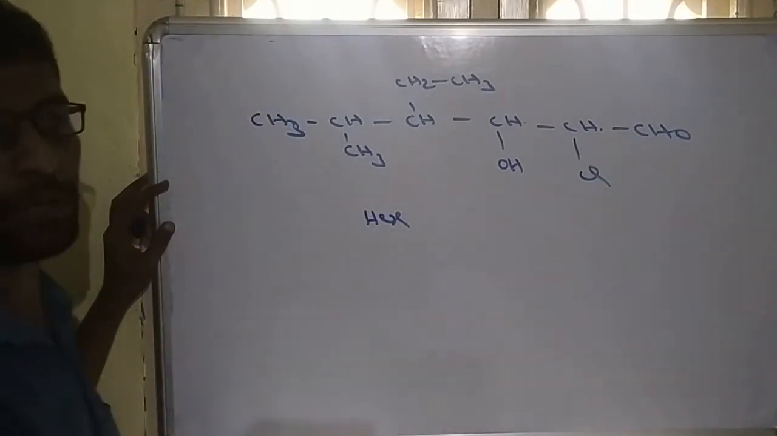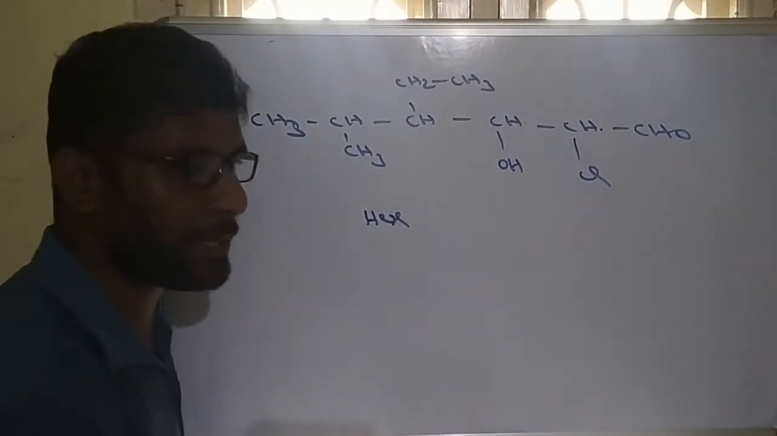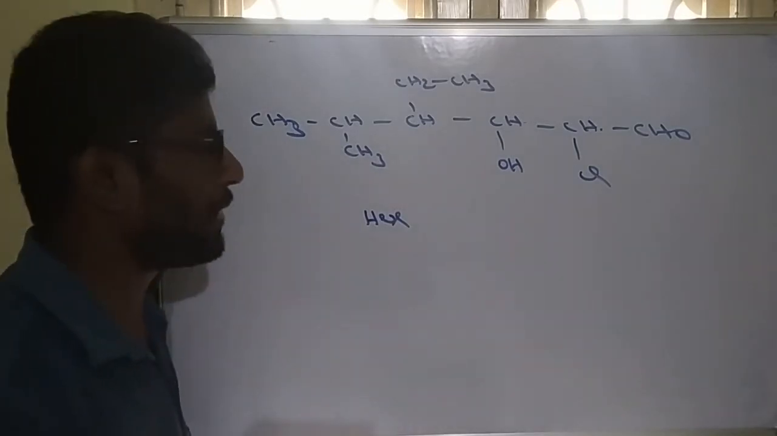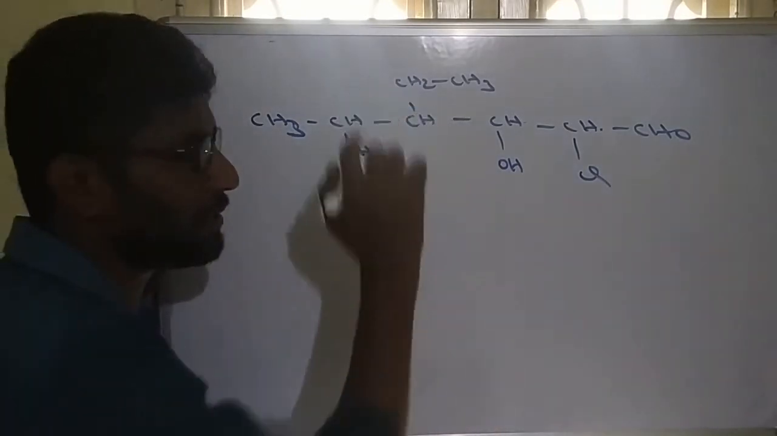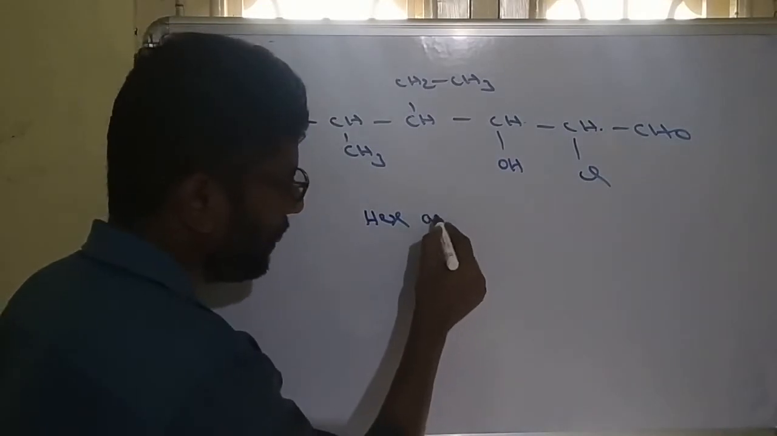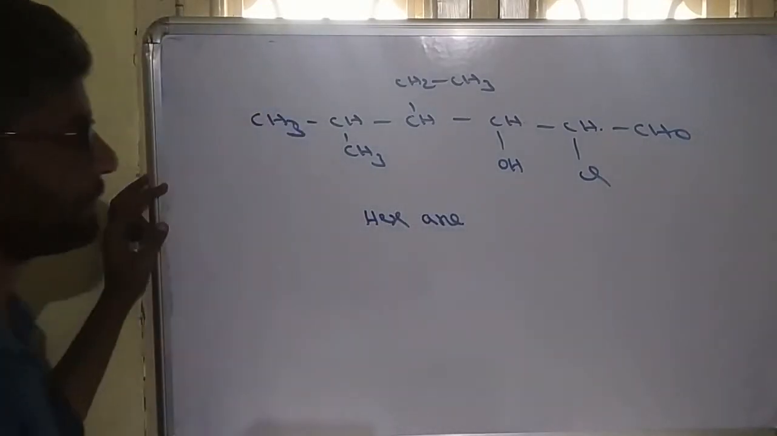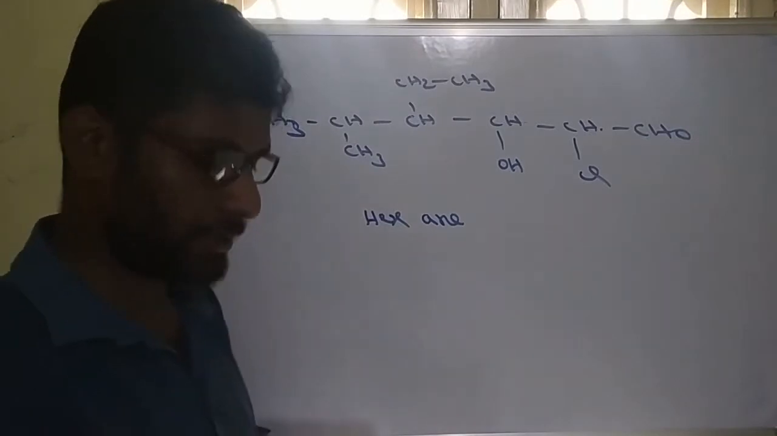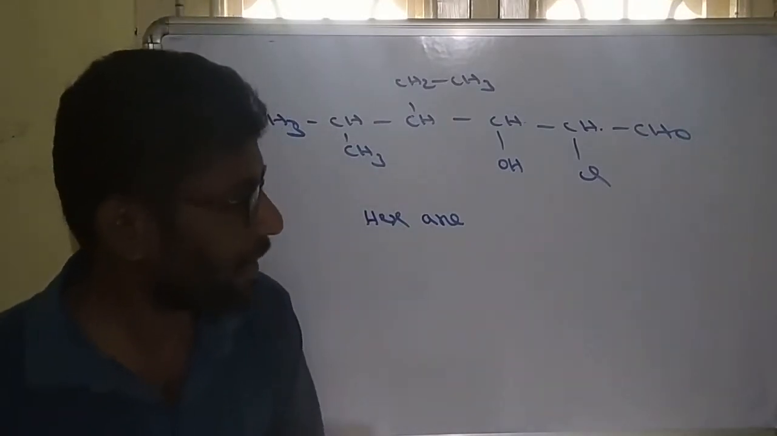After that, we have to write the primary suffix. Primary suffix means the bonds between carbon and carbon. Between carbon and carbon, single bond is there. That's why I am writing ane: hex, ane. After that, we have to write the secondary suffix. Secondary suffix means functional group.